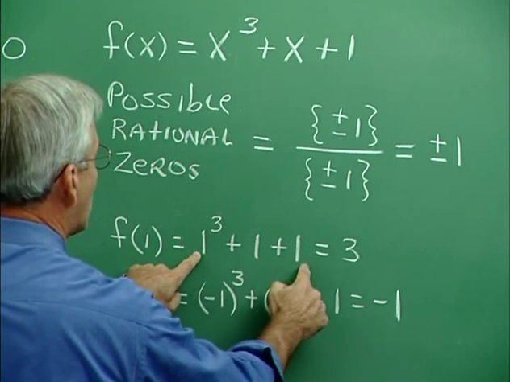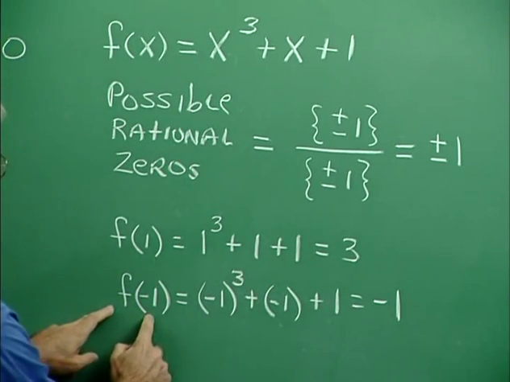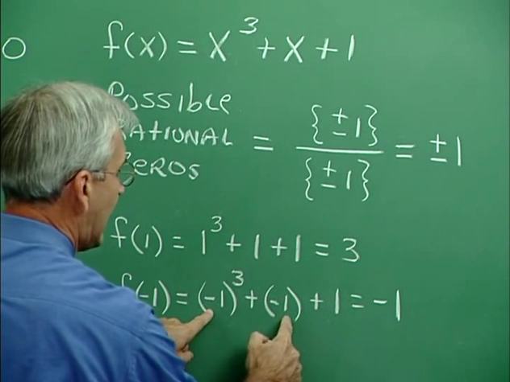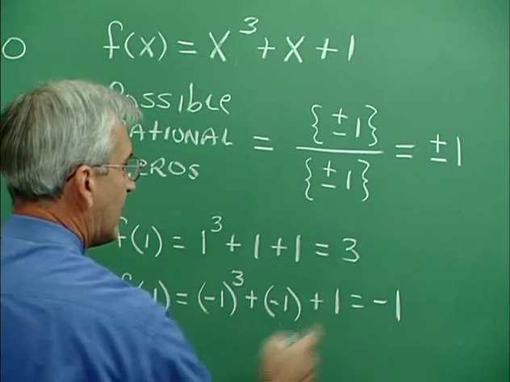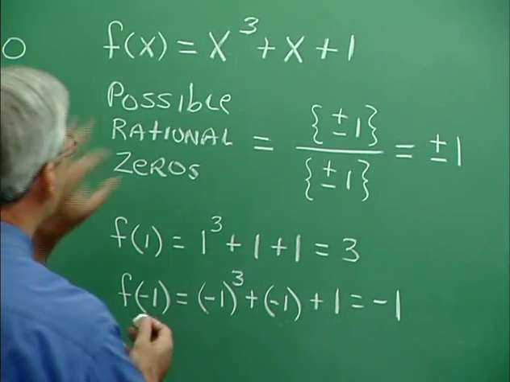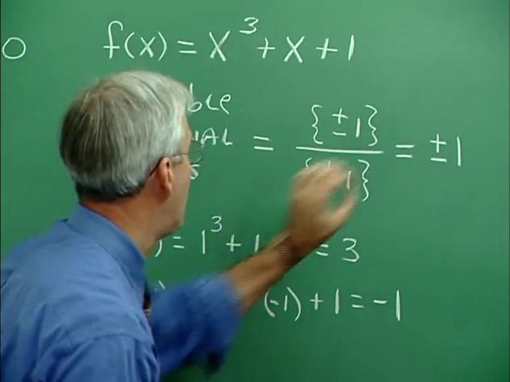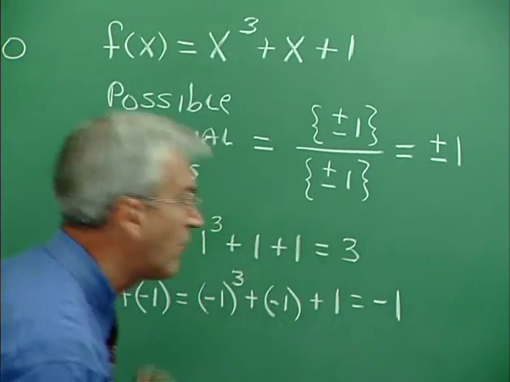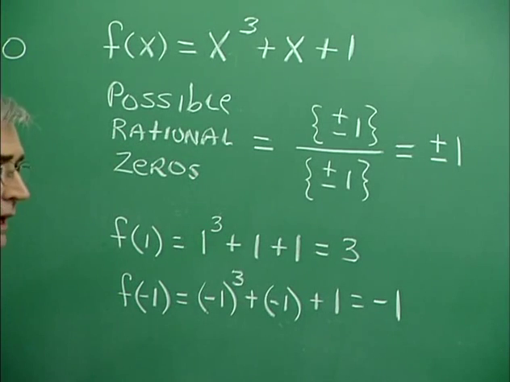So f of 1 means replace x with 1 and evaluate. We have 1 cubed plus 1 plus 1, that's 3. F of negative 1 is negative 1 cubed, which is negative 1. And then with negative 1 and 1, we'll give negative 1. Well, how does this help us? Well, it turns out that if these are all of the possible rational zeros, neither one of them produces a 0 for our function. So how does this really help us?